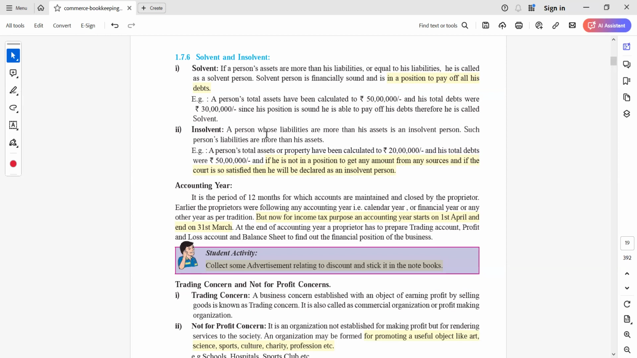A person whose liabilities are more than his assets is an insolvent person. Say a person's total assets or property have been calculated at 20 lakhs and his total debts were 50 lakhs. If he is not in a position to get any amount from any source, and if the court is so satisfied, then he will be declared an insolvent person.